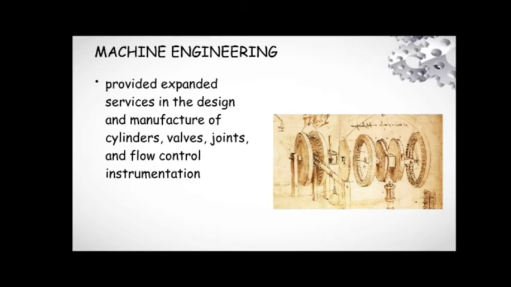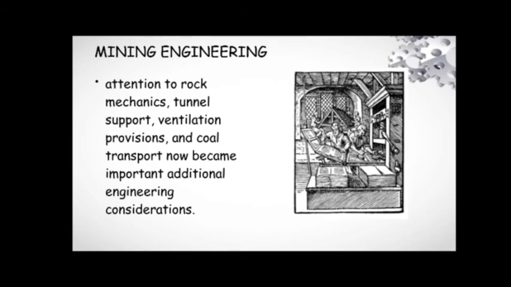Medieval-era crafting activities associated with mechanical clocks and iron implements were in place when experimentation and testing with steam occurred. So the engineers henceforth provided expanded services during the Renaissance period in the design and manufacture of cylinders, valves, joints, and flow control instrumentation, together with specialized machinery for making tools for the purpose of manufacture, assembly, and maintenance of mechanical devices. And then the next one, we'll talk about mining engineering.